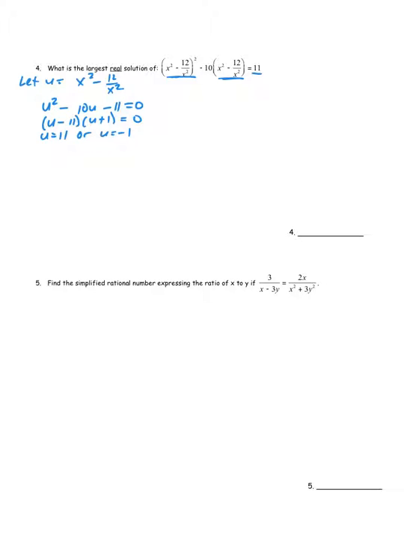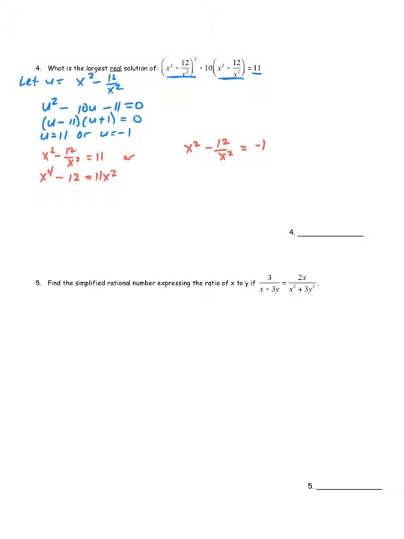But we're really not trying to solve for u, we're trying to solve for x. So now we have to go back and substitute in that original expression. So we have x squared minus 12 over x squared equals 11, or we have x squared minus 12 over x squared is equal to negative 1. So we'll need to solve both of these. Let's work on the left one first. Multiply everything by x squared. So we'll get x to the fourth minus 12 equals 11x squared.